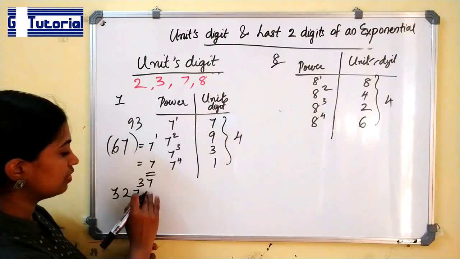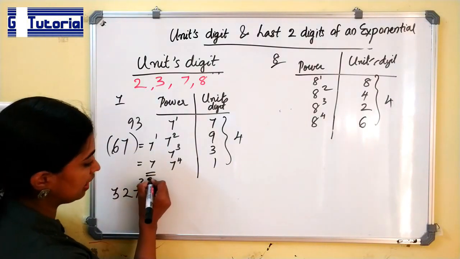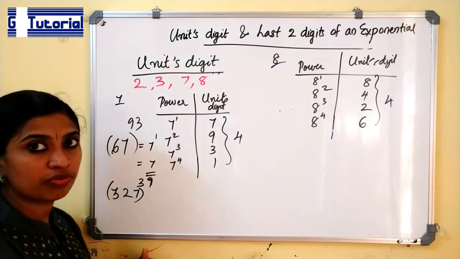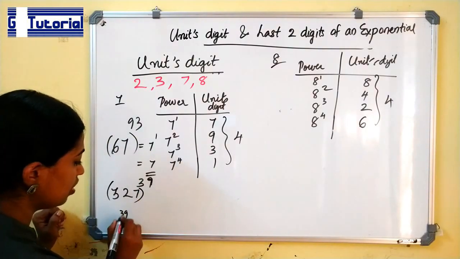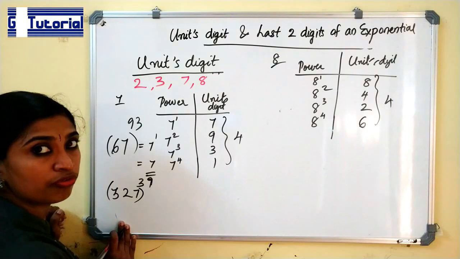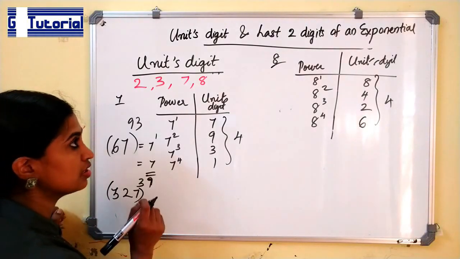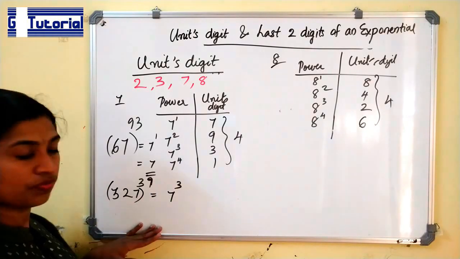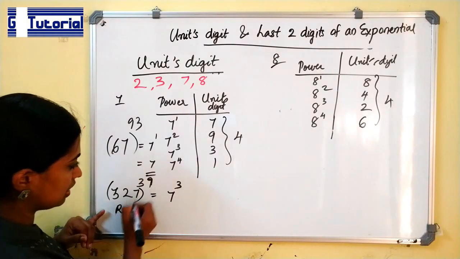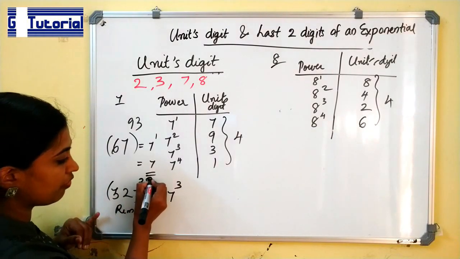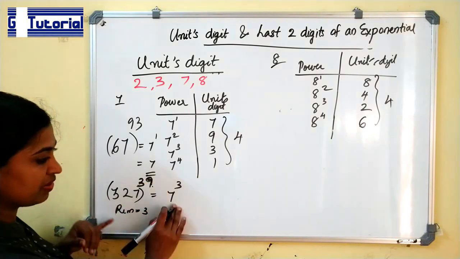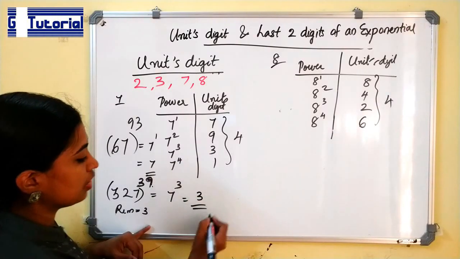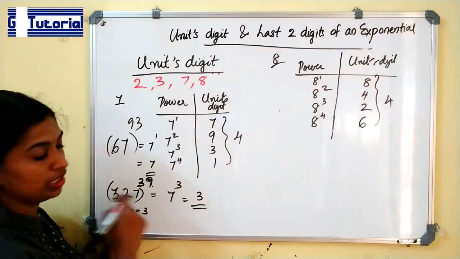Next is, we have to divide. It will be 39. We have to divide 39 exponential by 4. 39 by 4 remainder is what? 39 by 4. 4 9s are 36. Remainder is 3. So 7 raised to 3 gives the answer of this question. 7 raised to 3 ending digit is 3. So the ending digit of this number is also 3.